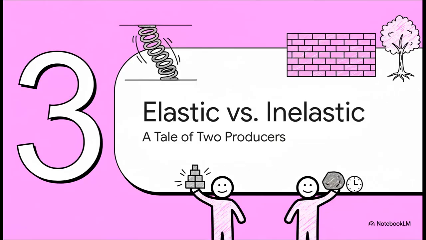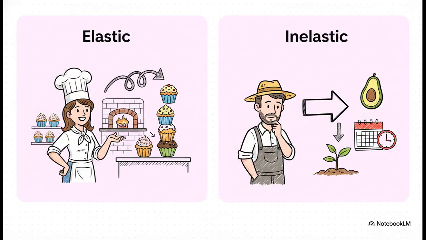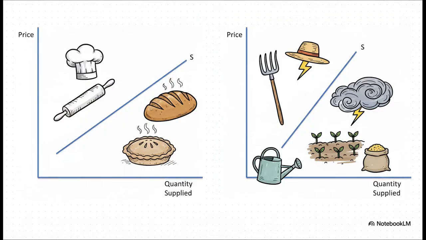Okay, enough with the numbers for a second. To make this really click, let's tell a little story, a tale of two producers. On one side, we've got a muffin baker. Let's say muffin prices suddenly shoot up. What can she do? Pretty quickly, she can order more flour, maybe call in an extra baker, and boom, more muffins hit the shelves. Her supply is elastic. But on the other side, we've got an avocado farmer. Avocado toast is the next big thing. Prices are through the roof. Can he just grow more avocados overnight? No way. It takes years for a new tree to produce fruit. His supply is inelastic.